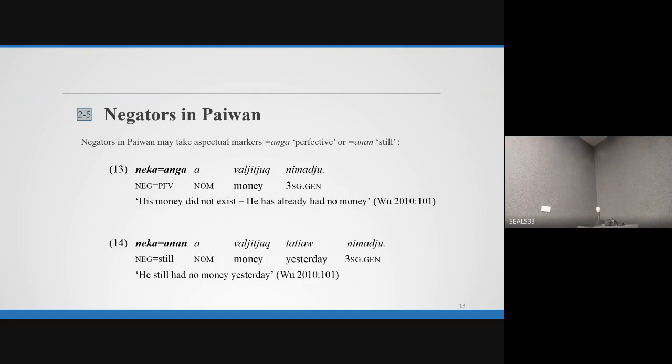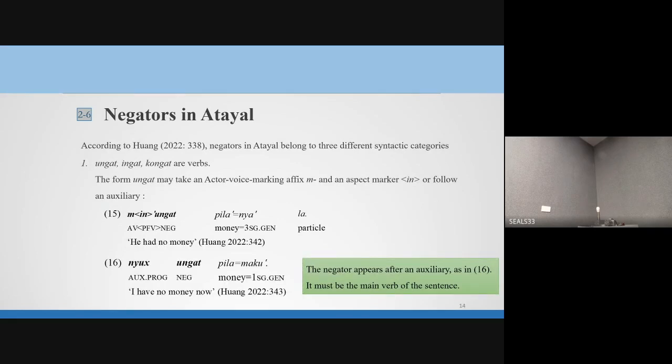Negators in Tsou may take the aspect marker anga. The function of anga is perfective or still, as in examples 13 and 14. Negators in Atayal. According to Huang Lianhua, negators in Atayal belong to 3 different syntactic categories. For instance, ungat, ingat are verbs according to Lianhua. Examples are given in 15 and 16. You see the negator here, ungat here.